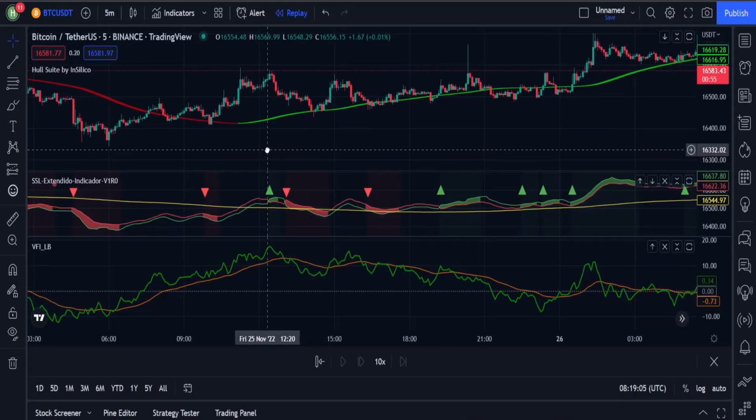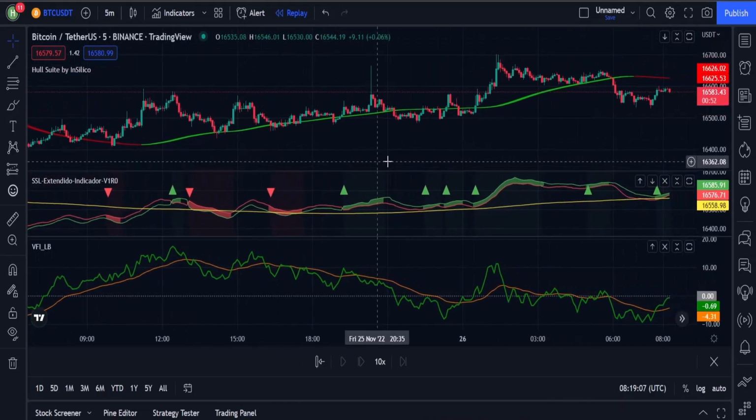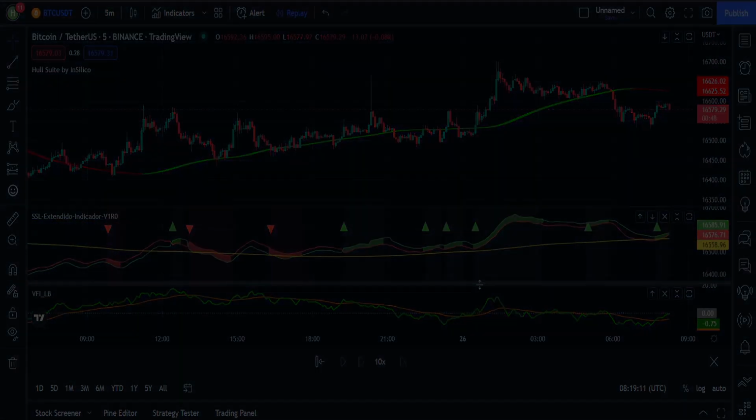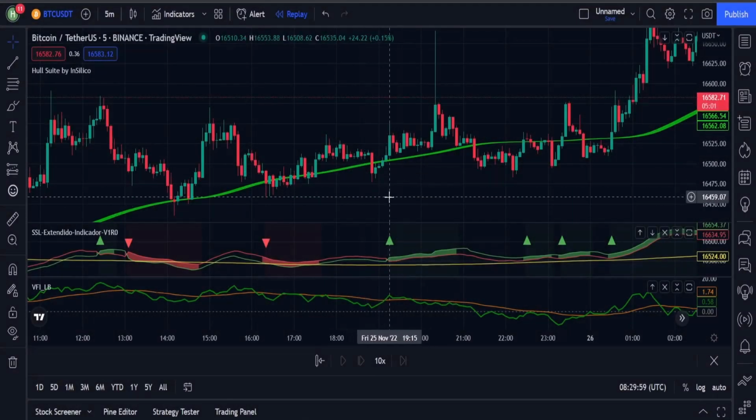So now that our chart is set and we know what role our indicators are going to play in our strategy, let's get into the rules for this strategy. So here are the rules for entering a buy trade.